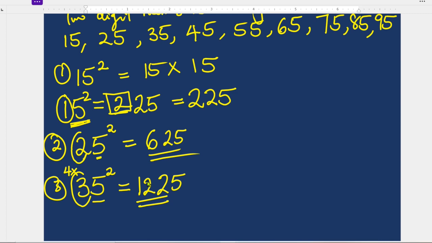So the answer is 1225. So it means the square of 35, which is 35 times 35, is equal to 1225. Now listen, you can only apply this method to the square of two-digit numbers that end with 5.